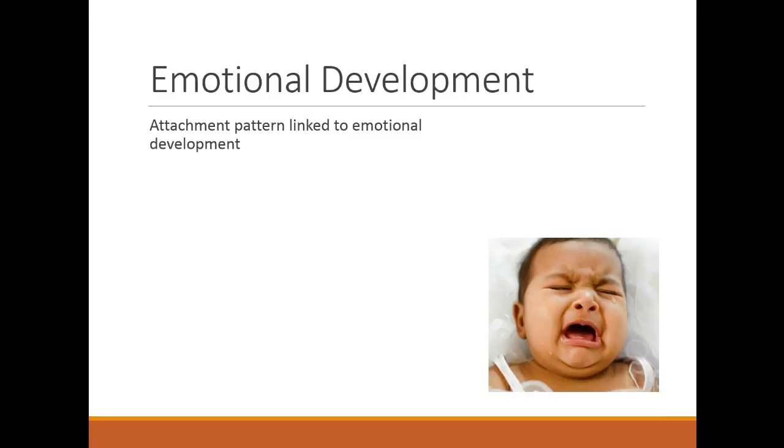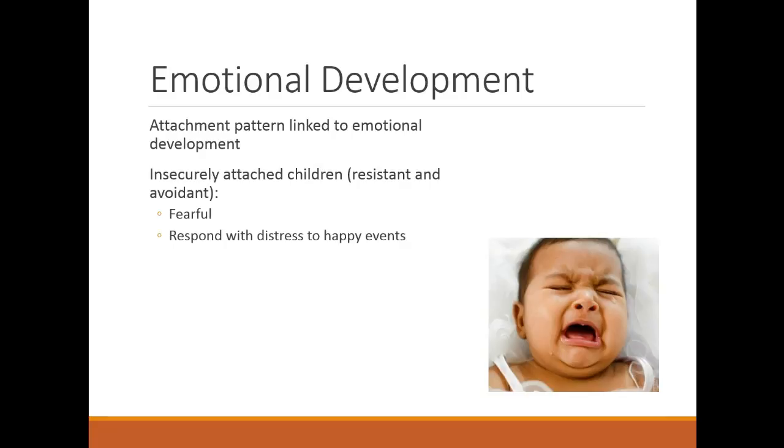Remember when we talked in class about how there were 4 different types of attachment. There's secure attachment, 2 different types of insecure attachment, and disorganized. Remember that insecurely attached infants could be considered either resistant or avoidant. Well, those types of children are more likely to be generally more fearful, and they're more likely to respond with distress to events that would typically be happy for securely attached infants or children.